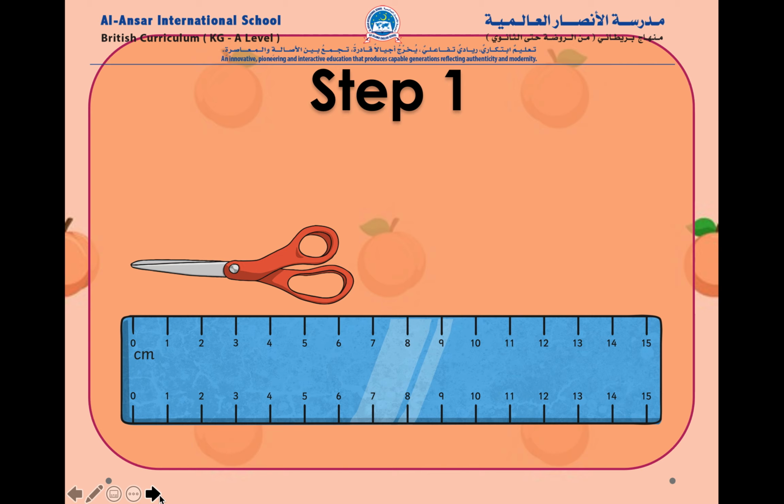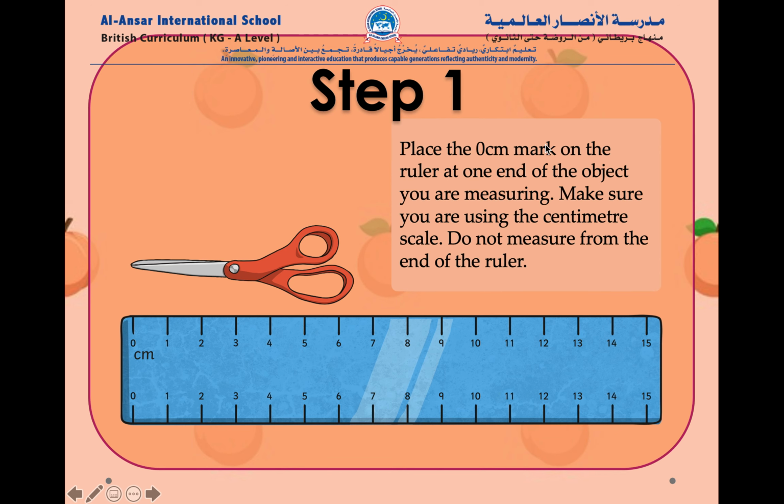Here are steps to help us learn how to measure. Step 1. Place the 0 centimeter mark on the ruler at one end of the object. So here we have our scissors, and we are going to place our object at the 0 centimeters. Make sure you are using the centimeter side of the scale. Do not measure from the end of the ruler. So do not put the object right at the tip of the ruler. Our answer will be wrong that way.